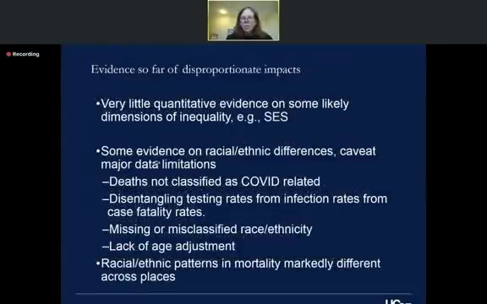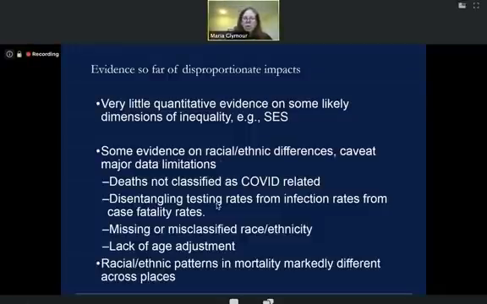So what do we have? What's the evidence so far on disproportionate impacts? There's actually very little quantitative evidence on likely dimensions of inequality that will probably emerge in the future. We do have some evidence on racial ethnic differences. I want to begin, as a true epidemiologist, by caveating that there are major data limitations. And I'll come back to this, but the data limitations are really important to recognize because they change the interpretation, but they also will frame our policy responses.